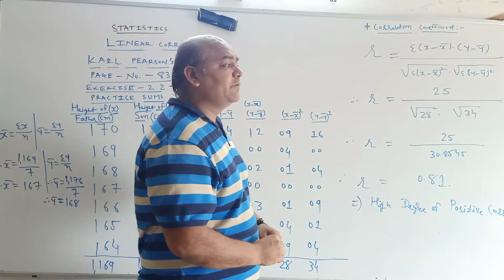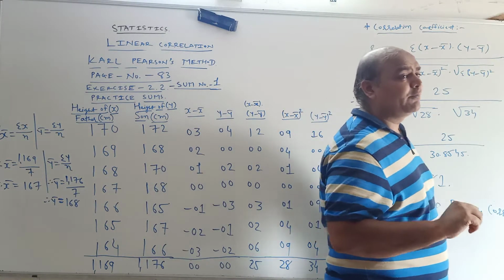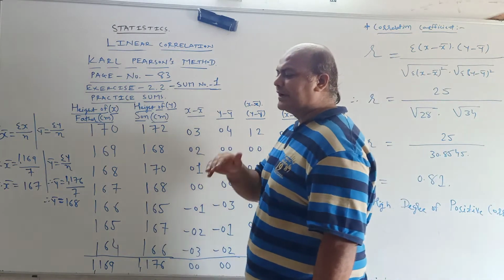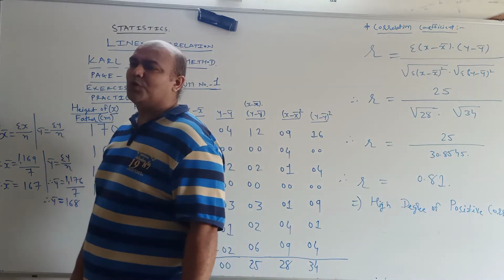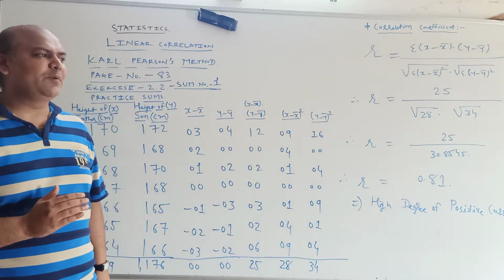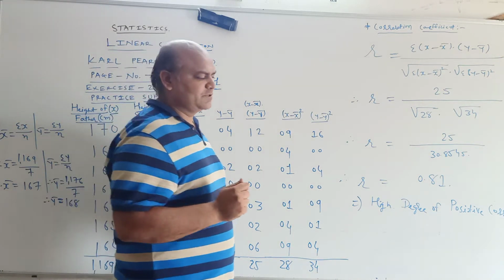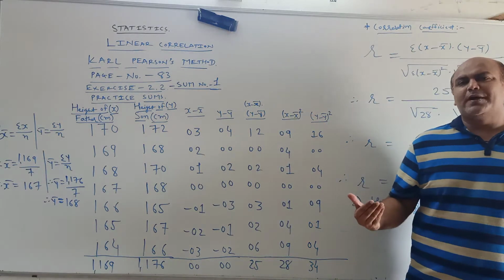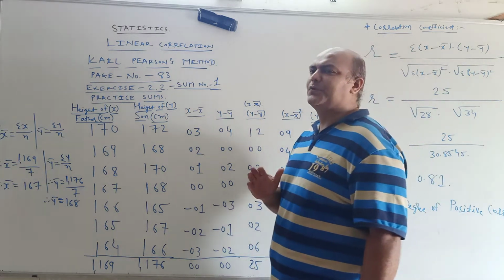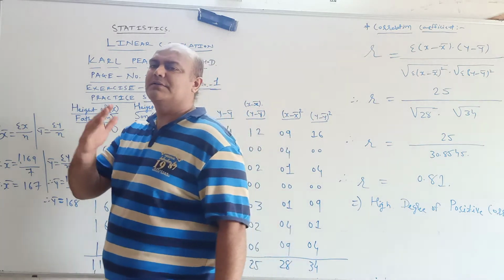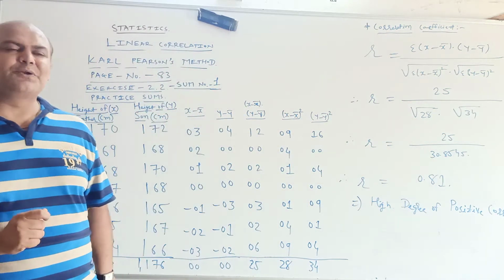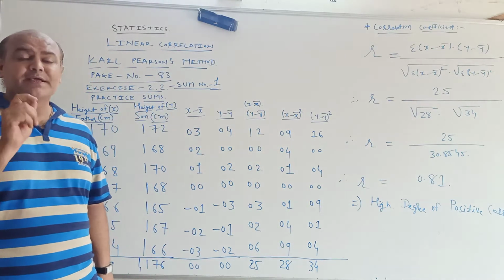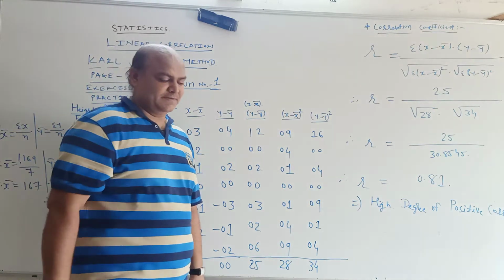Like if x bar and y bar, students, are integers, not in fraction, not in point, then we have to apply Karl Pearson's formula: r is equal to sigma of (x minus x bar) into (y minus y bar), upon under root sigma (x minus x bar) the whole square into under root sigma (y minus y bar) the whole square, when x bar and y bar are integers.